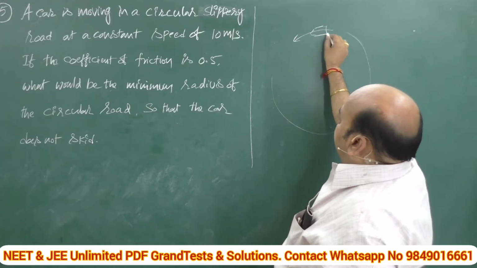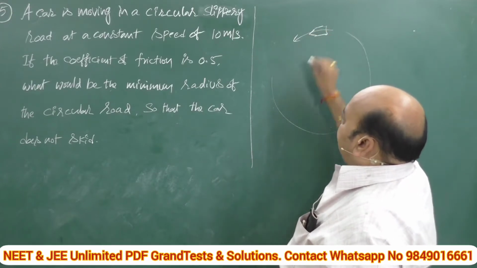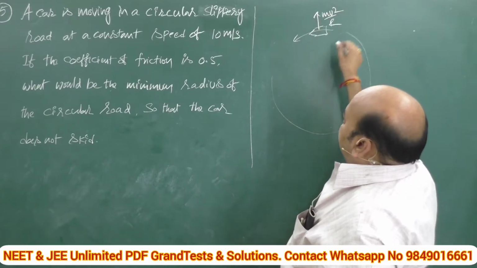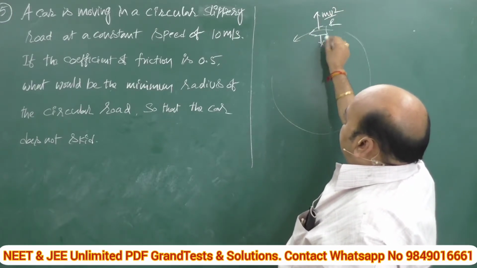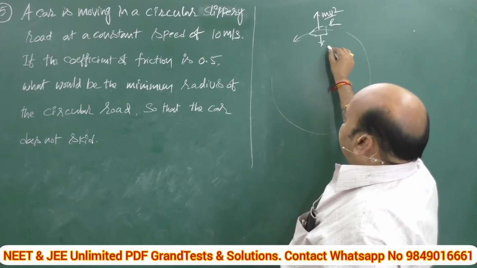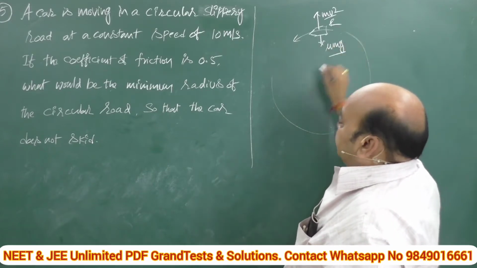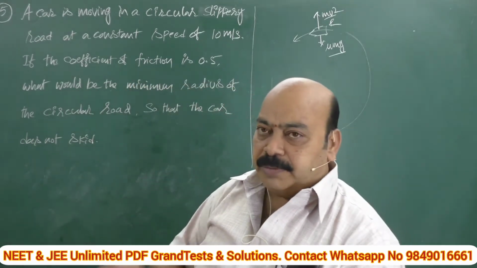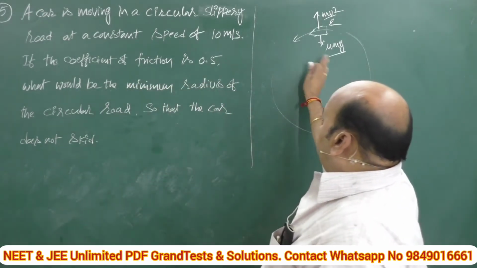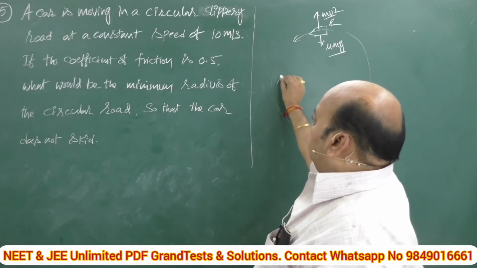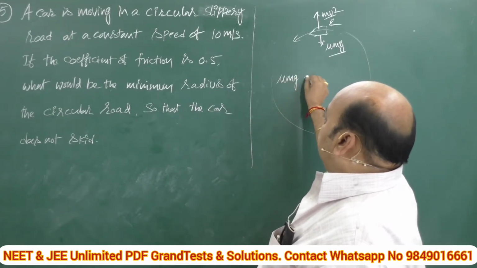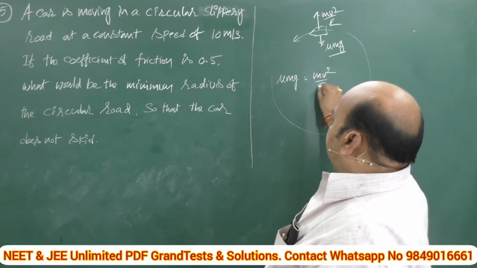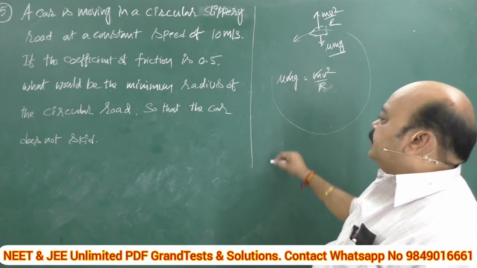The frictional force will supply the necessary centripetal force in this case. This is mv square by r, where r is the radius, and the frictional force produces this force, which is nothing but mu mg. So for the minimum radius, we have to equate these two. That means the force due to friction is equal to the centripetal force, since the car is describing a circular path. m gets cancelled.